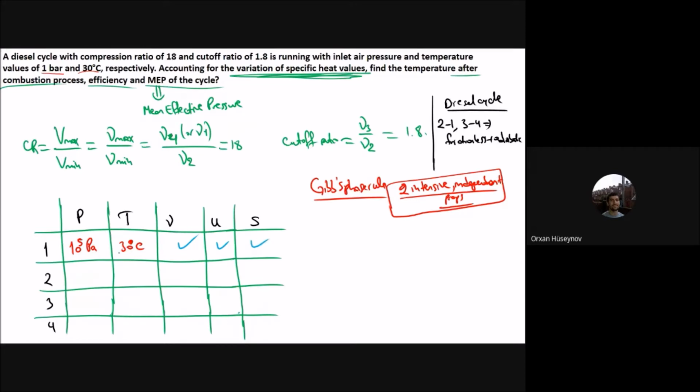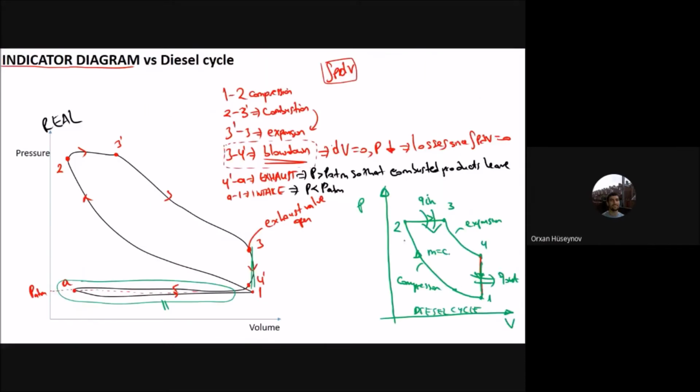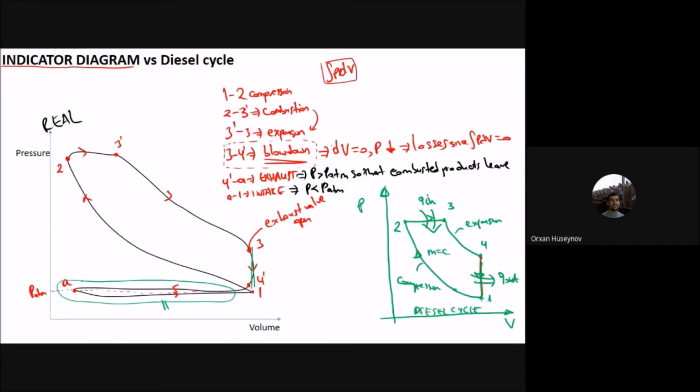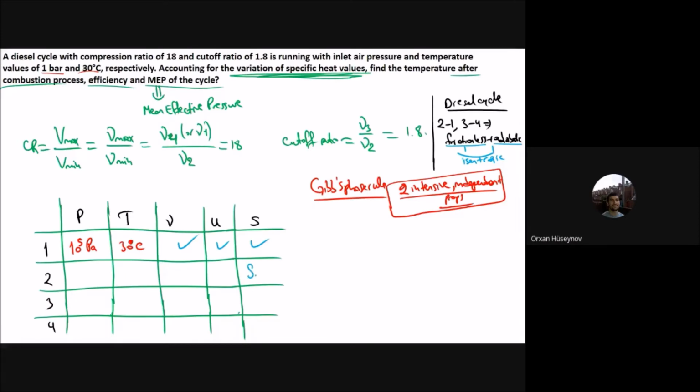Now comes the second stage, stage 2, where it goes from 1 to 2. And from 1 to 2, we have said that it is frictionless and adiabatic. If the process is frictionless and adiabatic, it is isentropic. Therefore, entropy of 1 will be the same as entropy of 2. So I can write this as entropy of 2 is the same as entropy of 1.